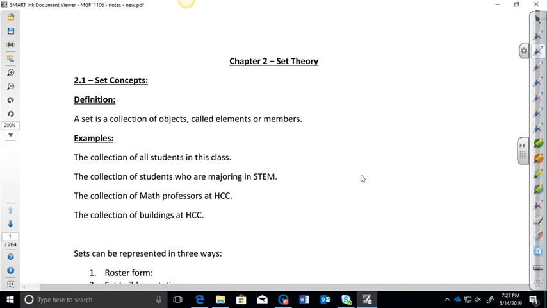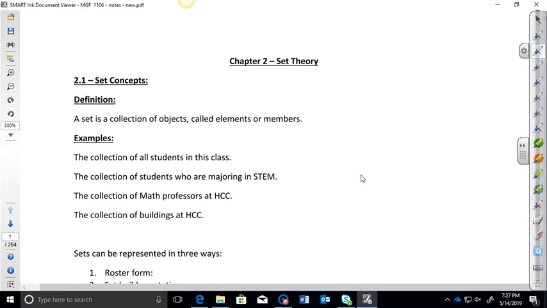A set is a collection of objects. And these objects we call either elements or members. We're going to use both. Sometimes we say elements of a set. Sometimes we say members. So these objects are elements or members of the set.